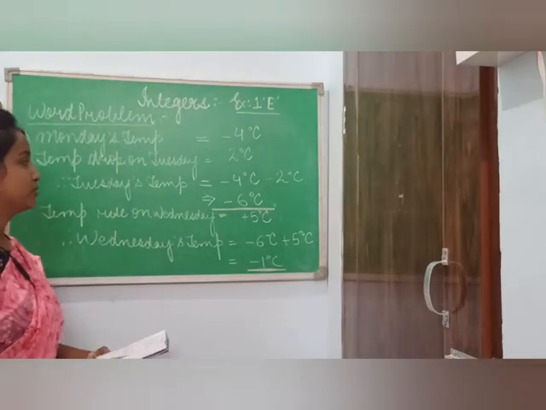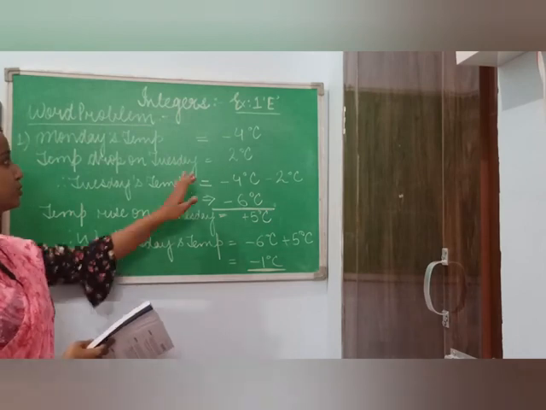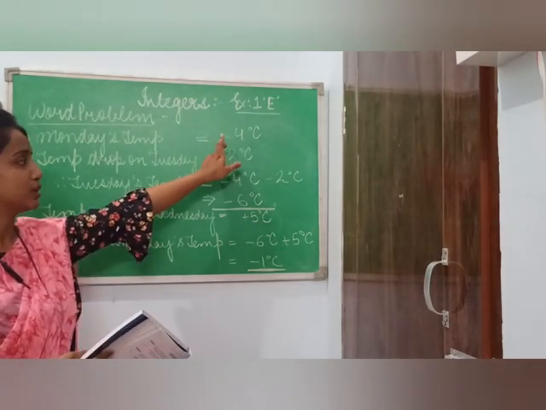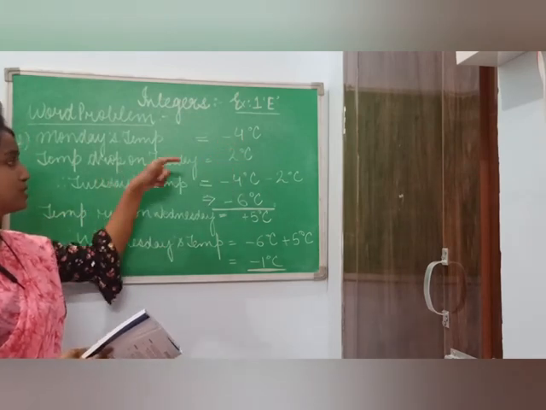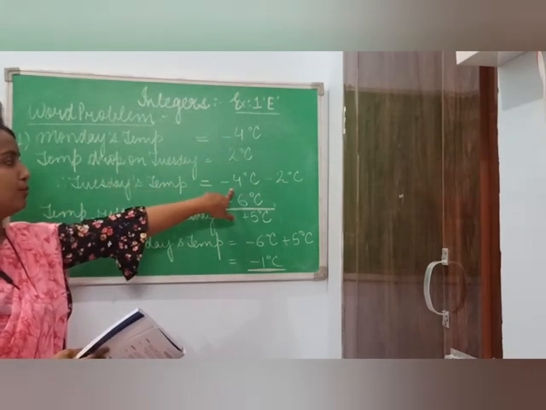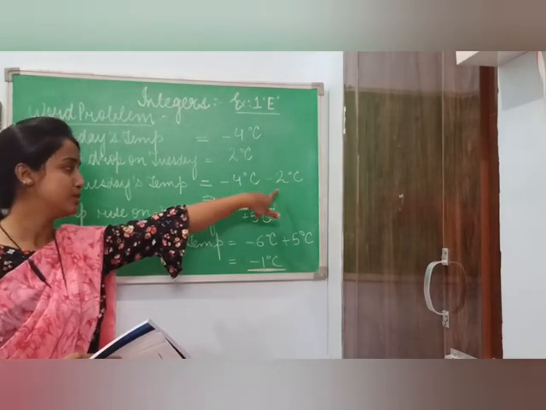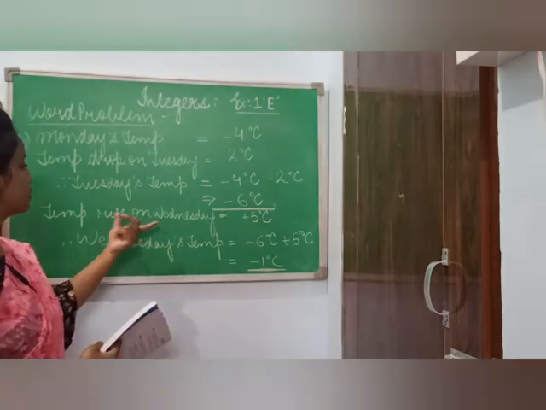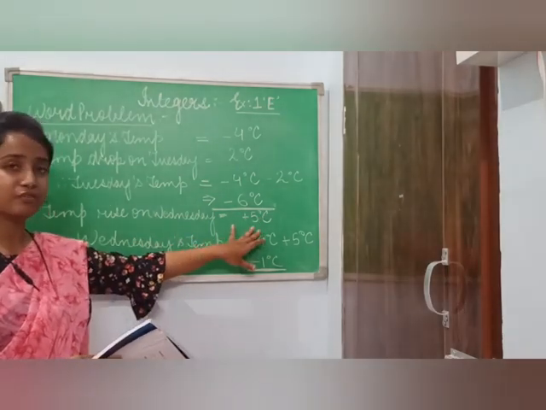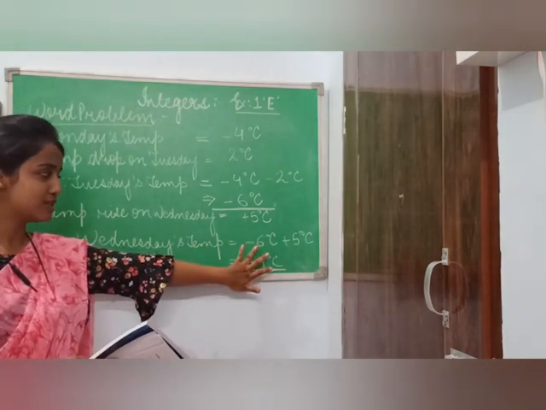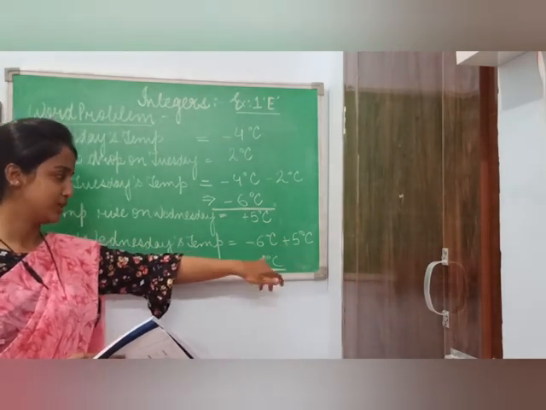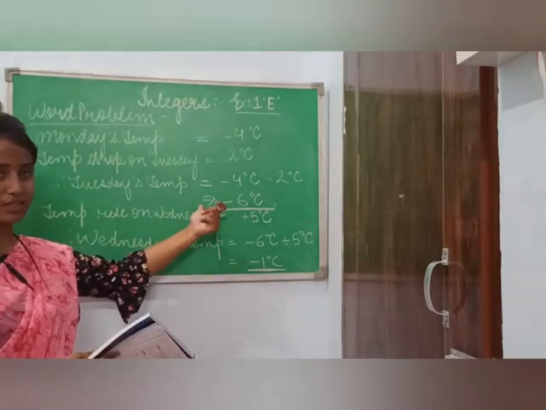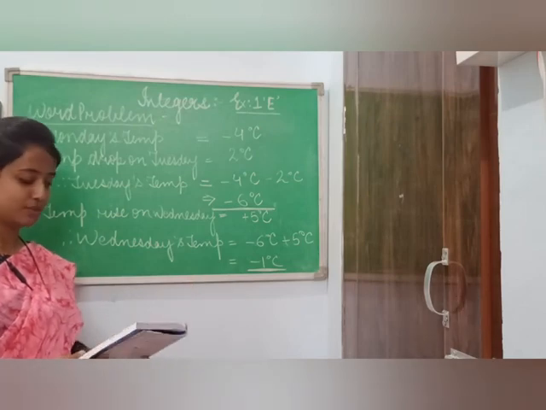We were told to find the temperature on Tuesday and Wednesday. The temperature for Monday was given, which was minus 4 degrees centigrade. The temperature was decreased by 2 degrees centigrade. Therefore, minus 4 and minus 2, we reached minus 6 degrees centigrade. Then on Wednesday the temperature was increased by plus 5 degrees centigrade. Therefore, minus 6 plus 5 we get minus 1 degree centigrade. Therefore, our answers are minus 6 degrees centigrade and minus 1 degree centigrade.